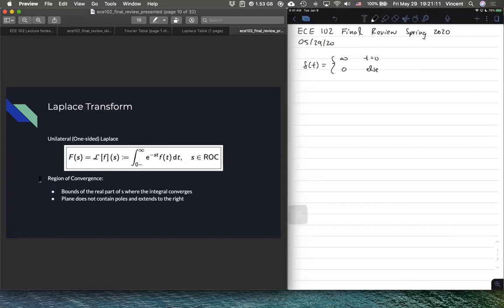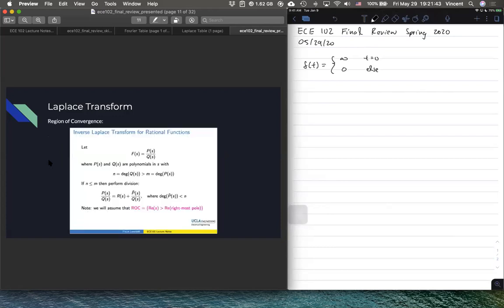Another important thing about the Laplace transform is that there's a region of convergence associated with it. It basically defines the bounds of the real part of s where the integral converges. So when you find the transfer function in the Laplace domain, you'll look at the poles in the function, and then you'll pick out those poles and shade in everything to the right, and that would be the region of convergence.